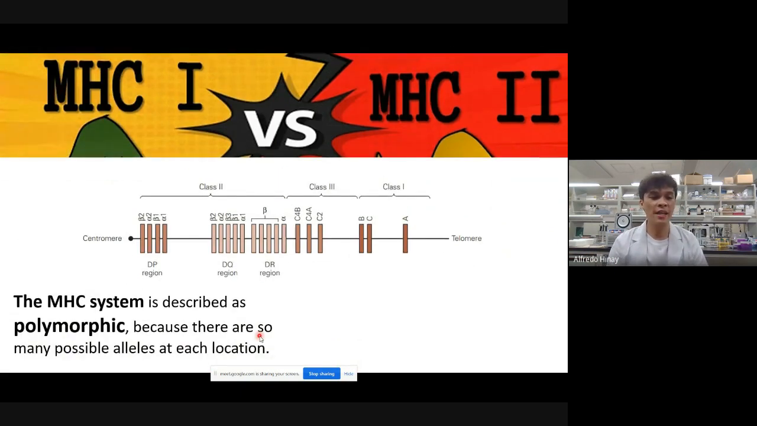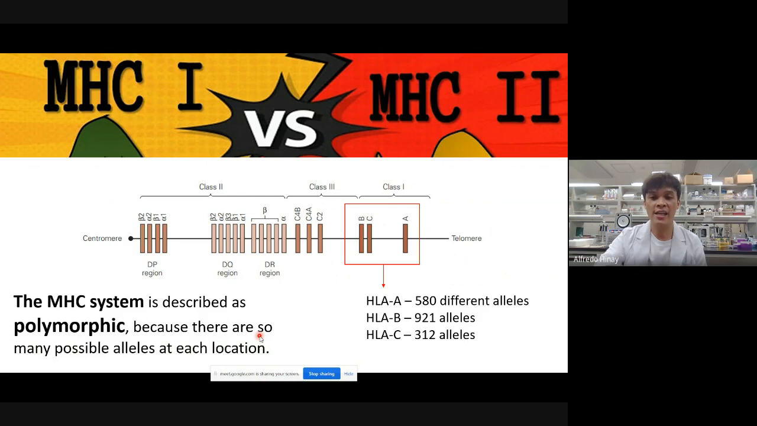So the MHC system, or major histocompatibility complex system, is described as polymorphic, as I mentioned earlier, right? Because there are so many possible alleles at each location. So imagine here on your class 1, your HLA-A has 580 different alleles. And your HLA-B under your class 1 has 921 different alleles.